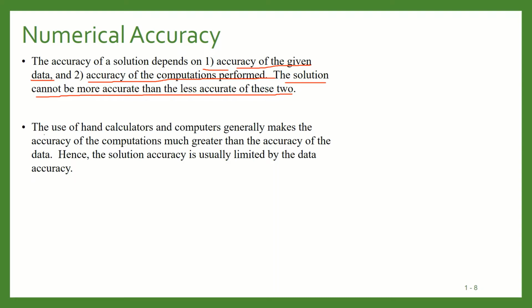So the use of hand calculators and computers generally makes the accuracy of the computations much greater than the accuracy of the data, and the solution accuracy is usually limited by the data accuracy. For the second part, you are using calculators, computers, Excel sheets, and so on. So this is generally very accurate. So generally the accuracy of your solution is limited by the given data.